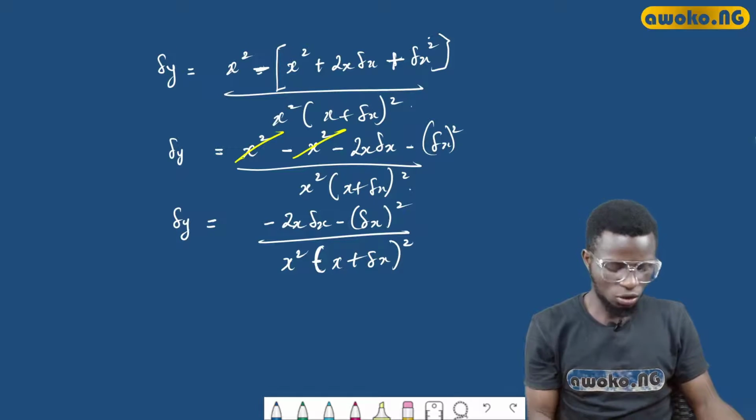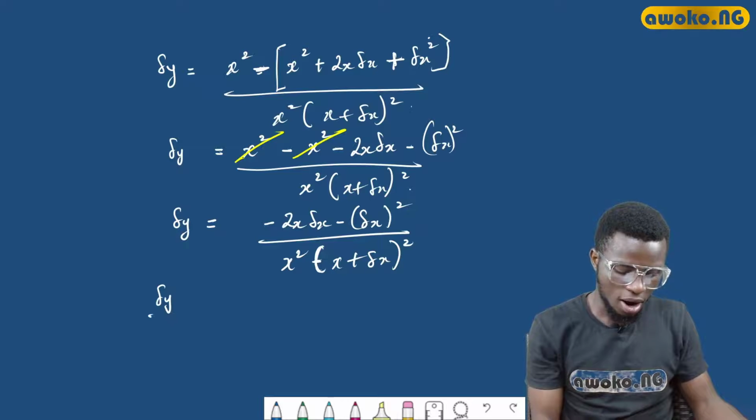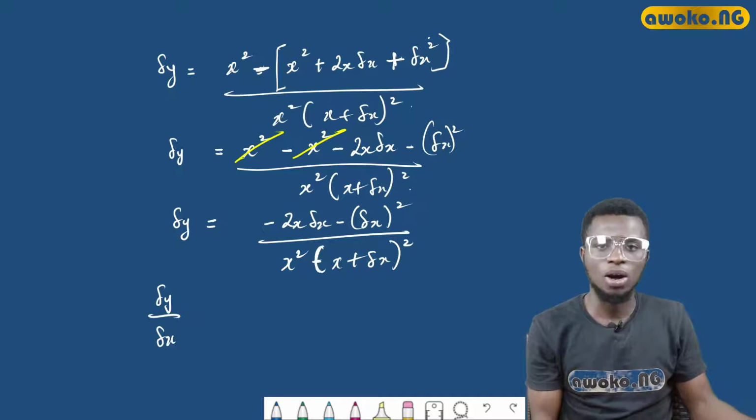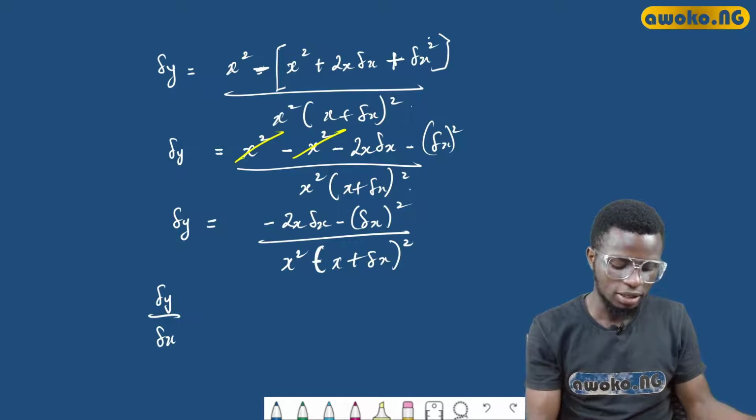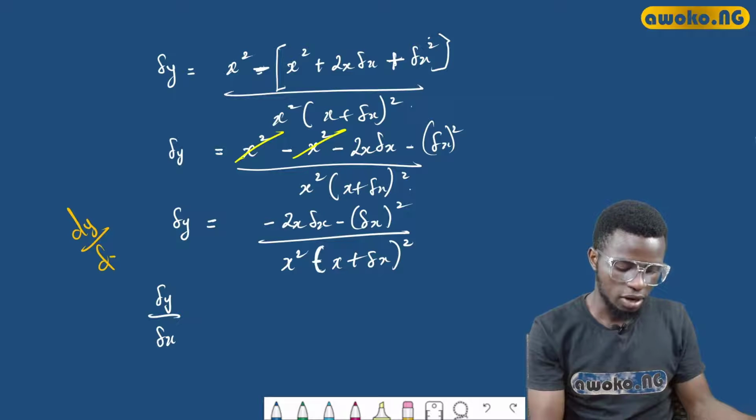And the next step is to divide through by dx so as to have something like dy over dx. Remember, our aim or our target is to find dy over dx.